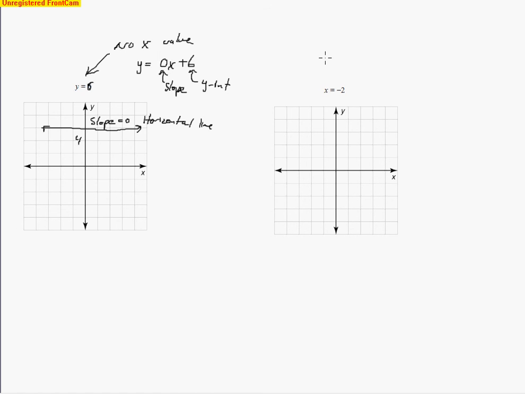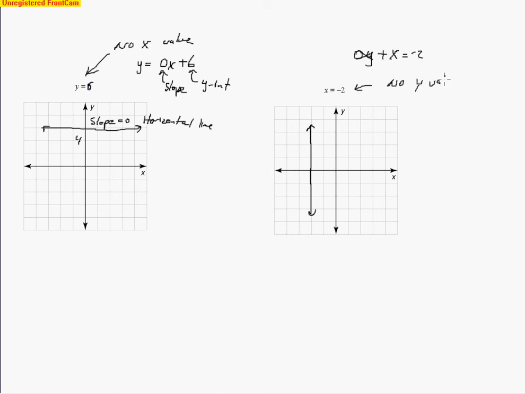When x is by itself, it's a little different. What that means is it was 0y plus x equals negative 2. So there's no y term here. And since that cancels out, no matter what the y value is, x is always going to be negative 2. So we go over to negative 2 on the x-axis, and this is going to end up being a vertical line.